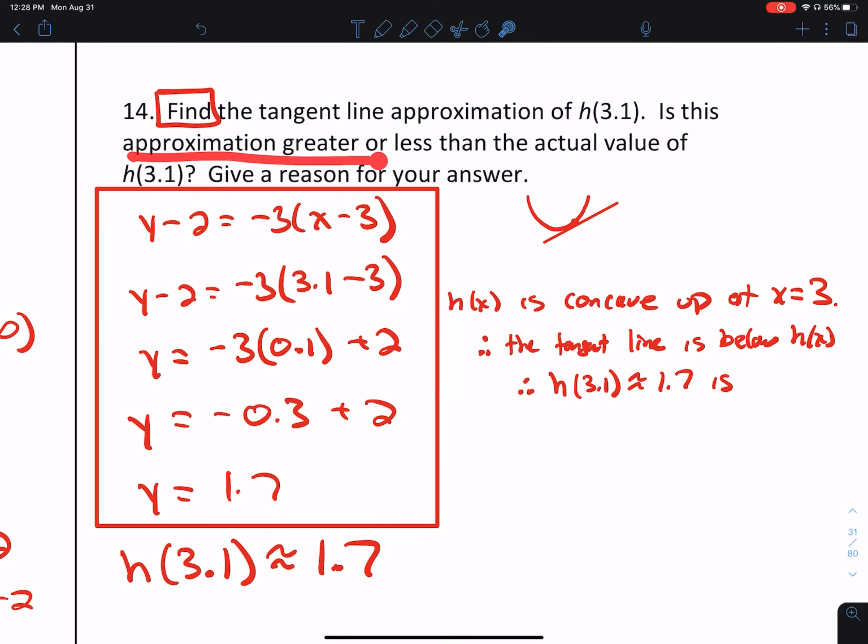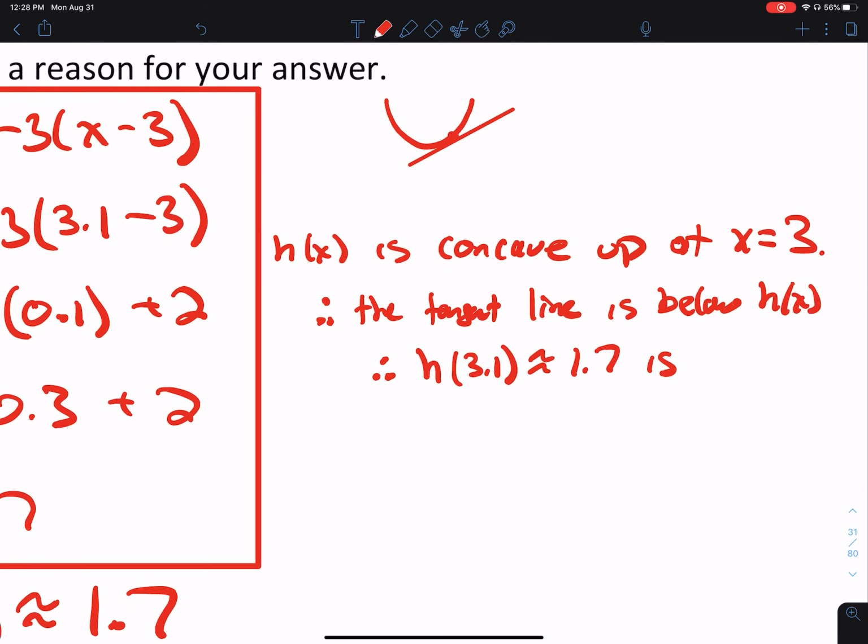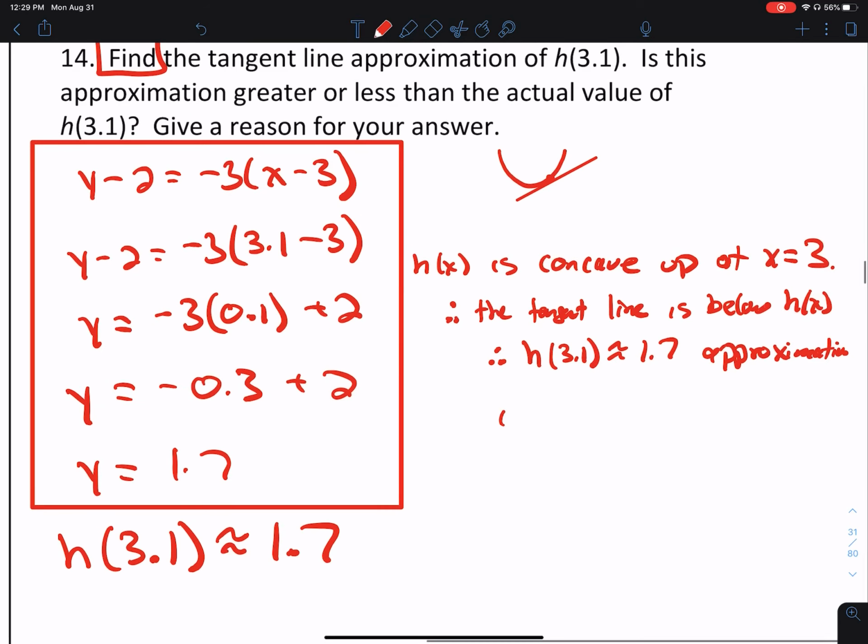Is this approximation greater or less? I'll say the approximation is less. Therefore, h of 3.1 equals 1.7 approximation is less than the actual value.